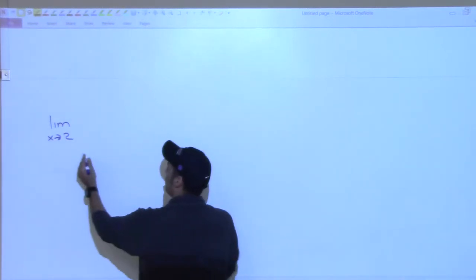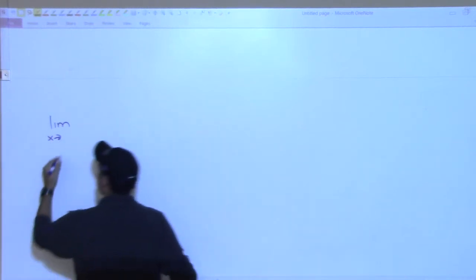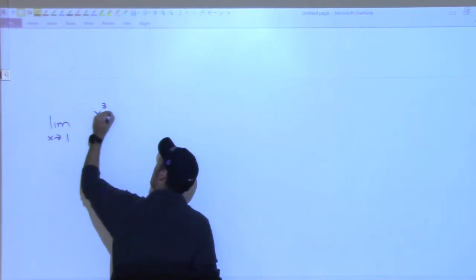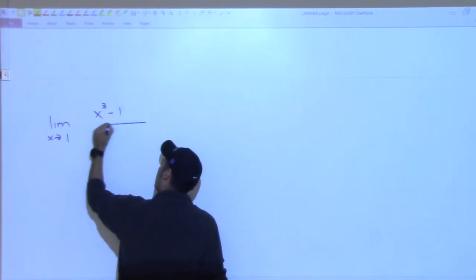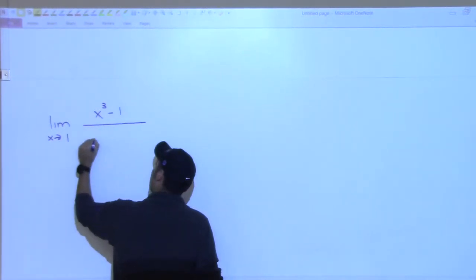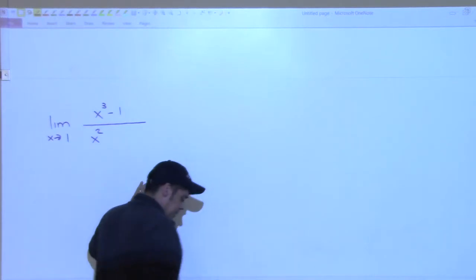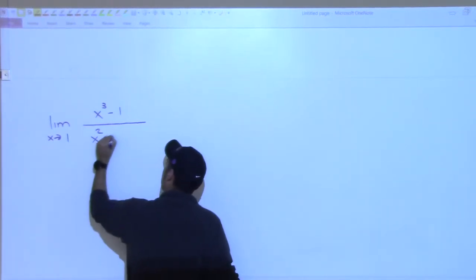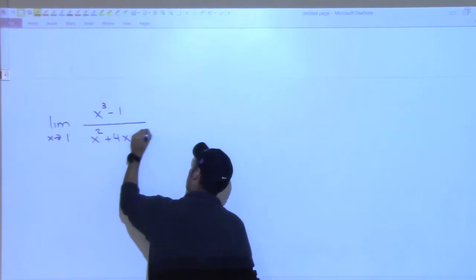Okay, how about this? Limit as x approaches 1 of (x cubed minus 1) over (x squared, hold on, I have to think through these, plus 4x minus 5).